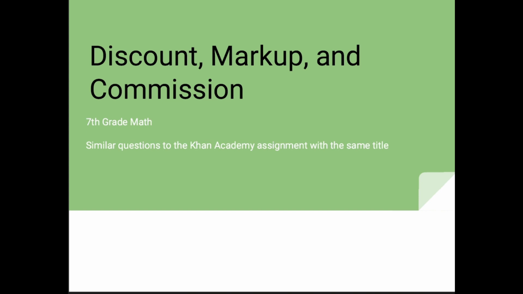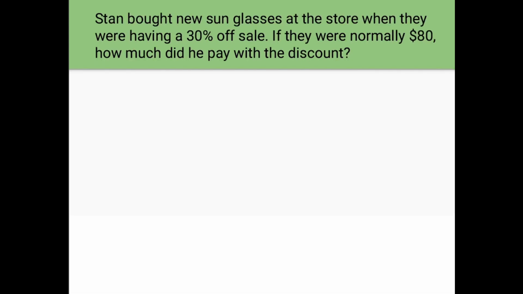So let's see. We got our first problem. So we got Stan, he's buying some new sunglasses at the store, and they were having this 30% off sale. So right off the bat, I'm seeing a key word. It says 30% off sale, so sale. So, okay, I'm going to underline that just to remind myself. If they were normally $80, how much did he pay with the discount? So normally $80, so that means that's going to be the original price. And so how much did he pay with the discount? So we're looking for, this is actually the sale price.